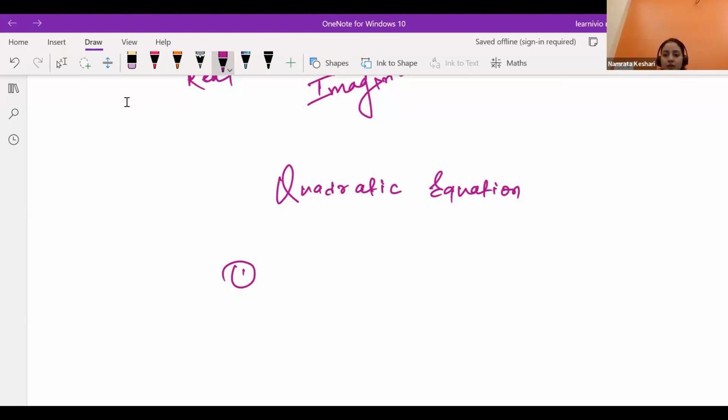Quadratic in form or not. Okay, it may look like a quadratic, it may not look like a quadratic, but we need to simplify it. For example, x square plus 2 is equal to x minus 5 whole square. So we were checking something like this. When the equation is given in this format, we were doing the simplification and then checking whether it is quadratic or not. Okay.